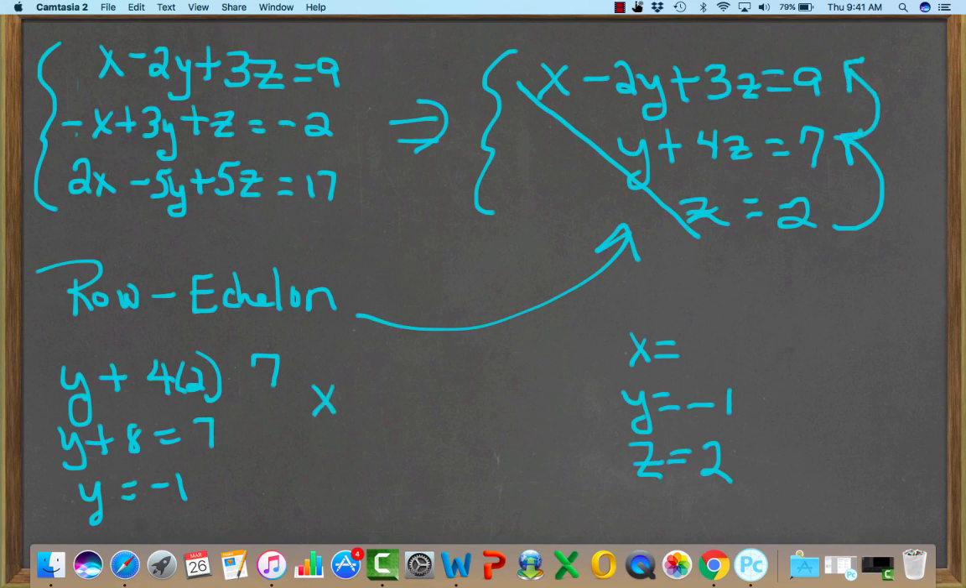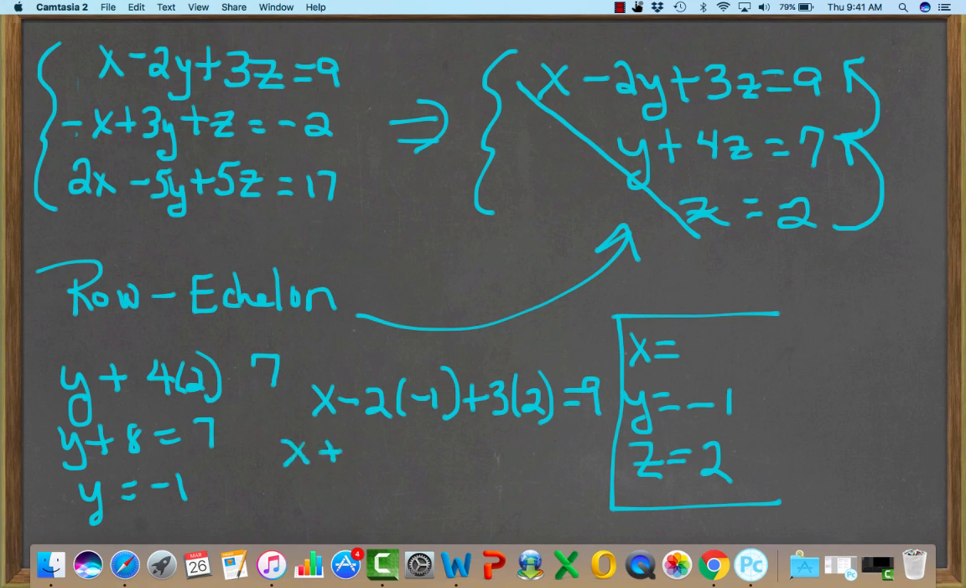So I have x minus 2 times y plus 3 times z is supposed to equal 9. So that's x plus 2 plus 6 equals 9, or x plus 8 equals 9, which gives me that x equals 1. So we now know that x equals 1, and we've solved this system of equations, and so our solution would be the ordered triple 1, negative 1, 2.